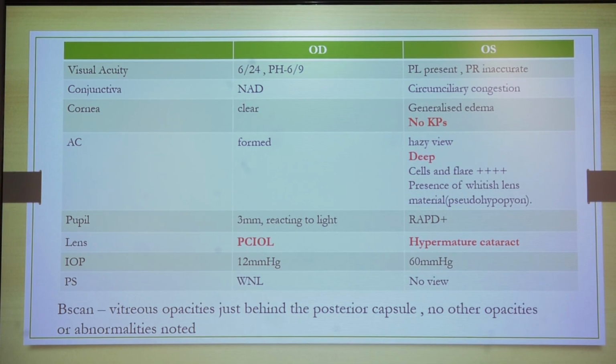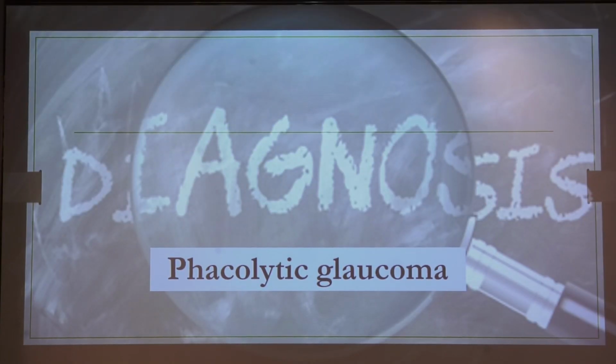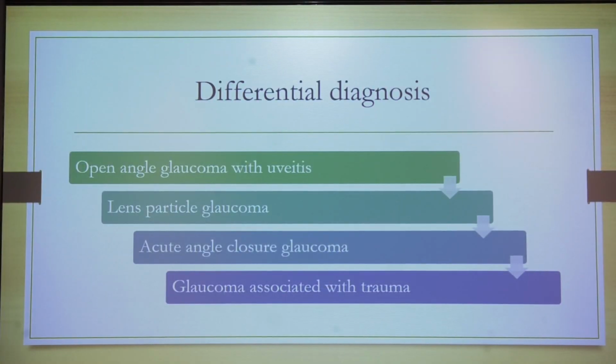The IOP on applanation was around 60 millimeters of mercury with no view to the posterior segment. The B scan showed few vitreous opacities just posterior to the posterior capsule with no other opacities or abnormalities. So a diagnosis of phacolytic glaucoma was made. Now before coming to a diagnosis, we should keep differentials in mind like open angle glaucoma with uveitis, but lack of KPs with a hypermature cataract goes more in favor of phacolytic glaucoma.